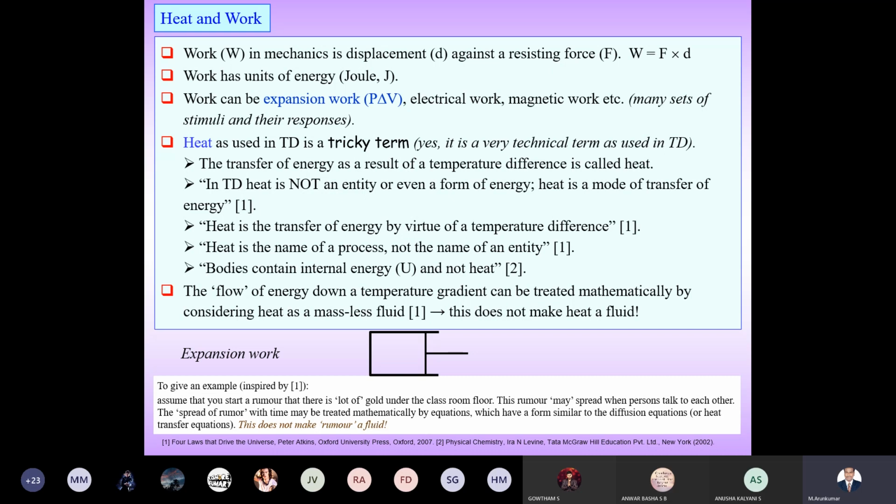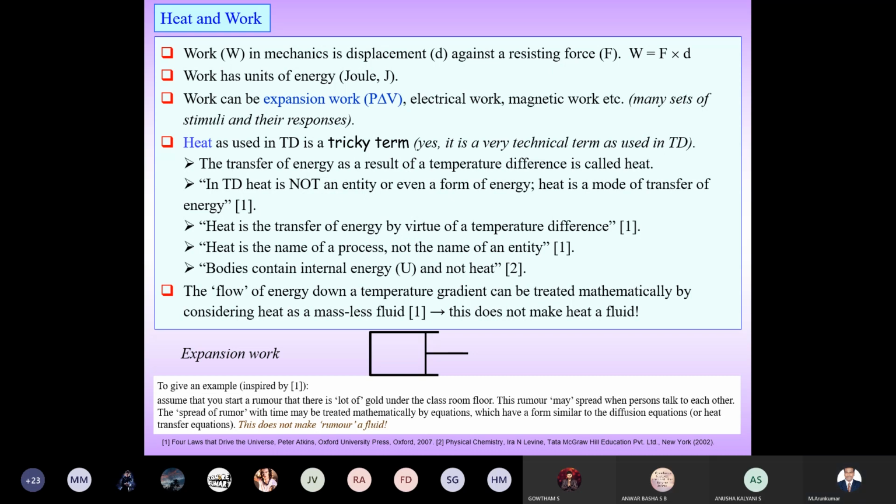Work can take several forms. Work can be expansion work, P into del V. It's expansion work. Then there is electrical work and magnetic work. So these are some kinds of work available. The thermodynamic work is called expansion work, and we can have electrical work and magnetic work.